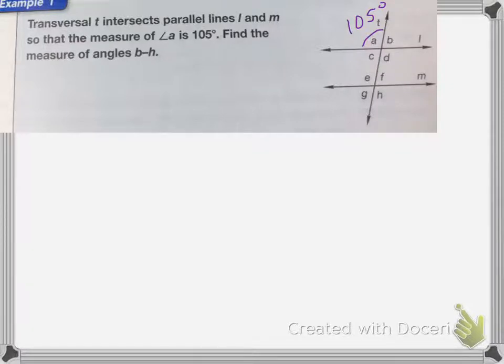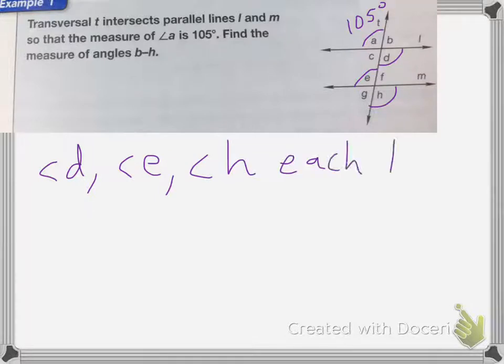All the obtuse angles have to have the same measure because lines L and M are parallel. So any angle that is obtuse is going to equal 105 degrees. Angle A, of course, is 105. Angle D is an obtuse angle. So angle D, angle E, and angle H each are 105 degrees.